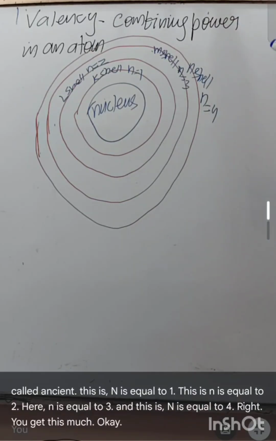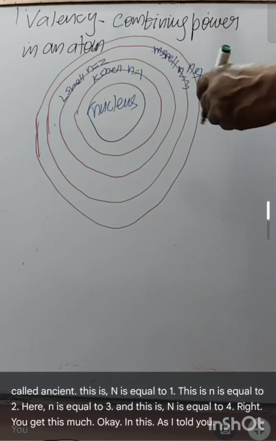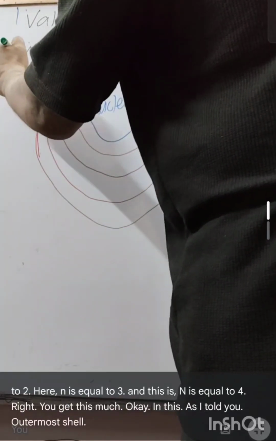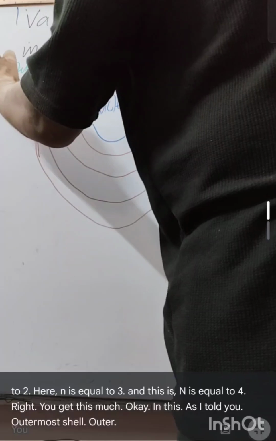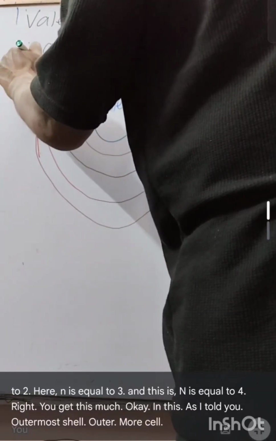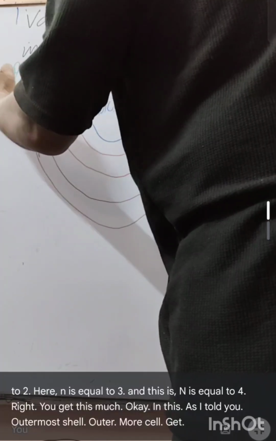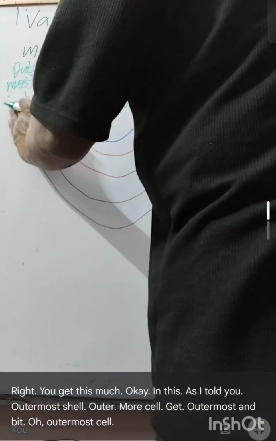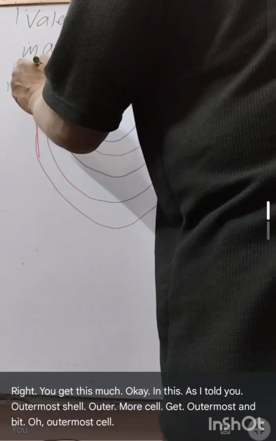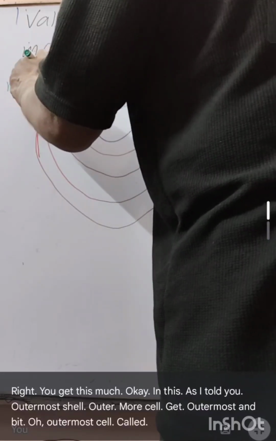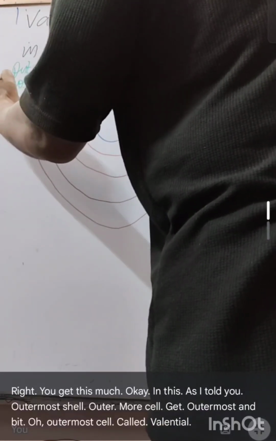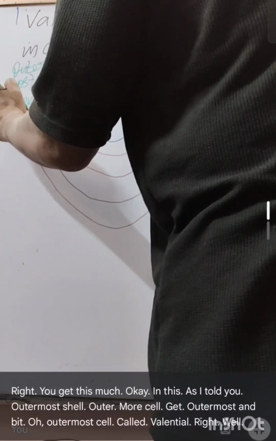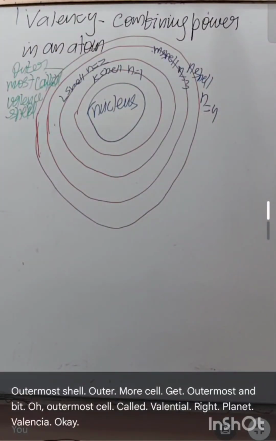Okay. In this, as I told you, the outermost shell is called the valence shell. Right? Valence shell. Okay.